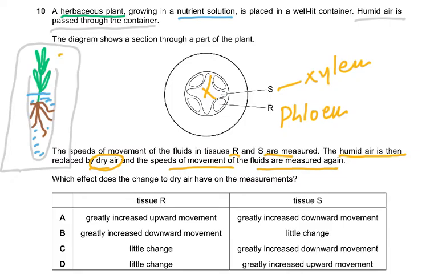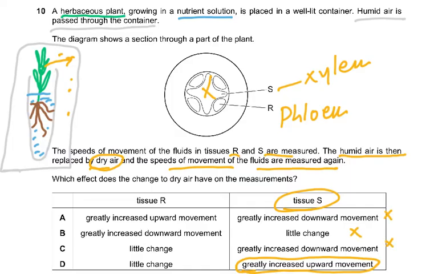Now, when there's going to be dry air outside, that means the rate of transpiration is going to increase. If the rate of transpiration is going to increase, that means more water vapor diffusing out of the leaf, which means more pulling force on the xylem, which is S. So greatly increased upward movement will result. Greatly reduced upward movement, all these are wrong.